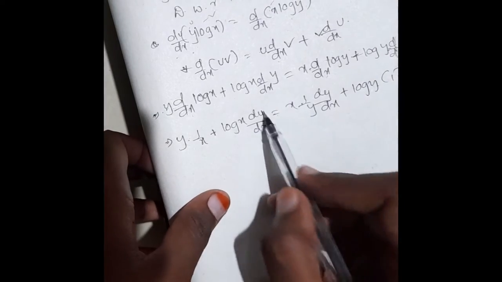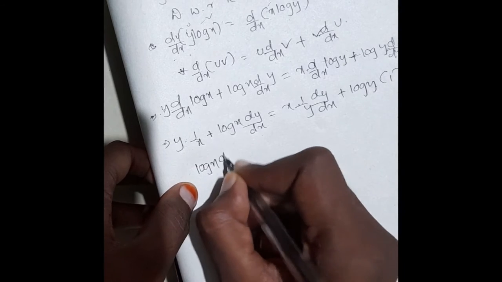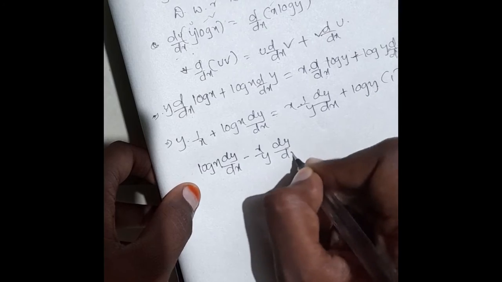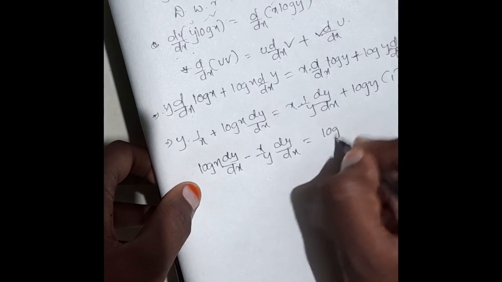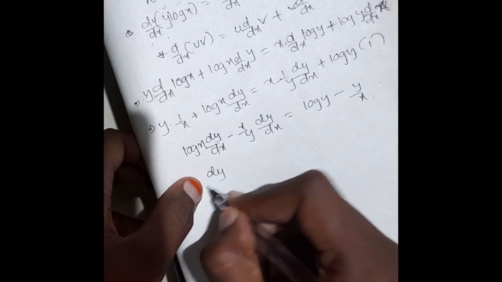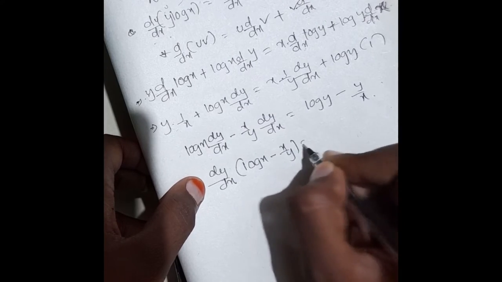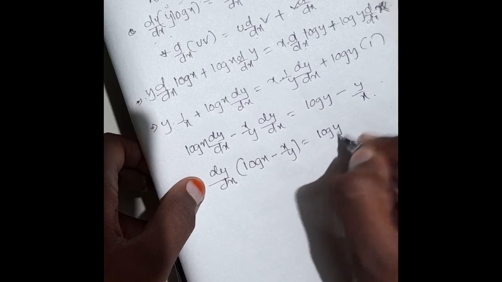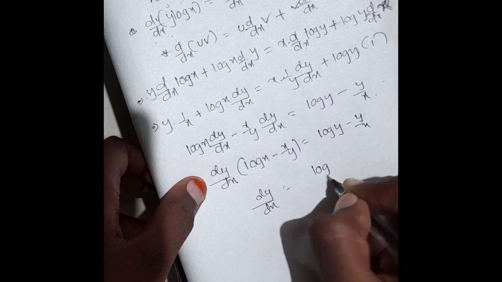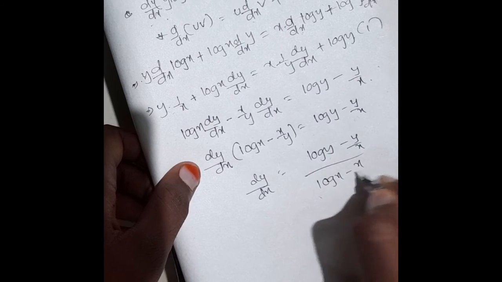Now writing all the dy by dx terms to one side, log x dy by dx minus x by y dy by dx, and transposing all other terms to the other side. So now taking dy by dx as common, log x minus x by y equals log y minus y by x. So now what is dy by dx? It is log y minus y by x over log x minus x by y, right?